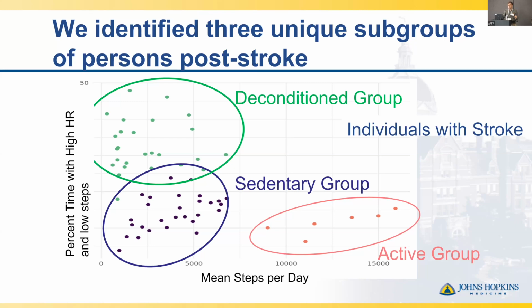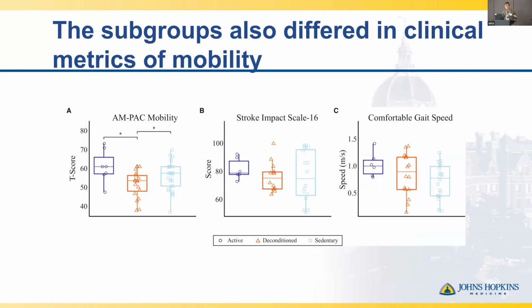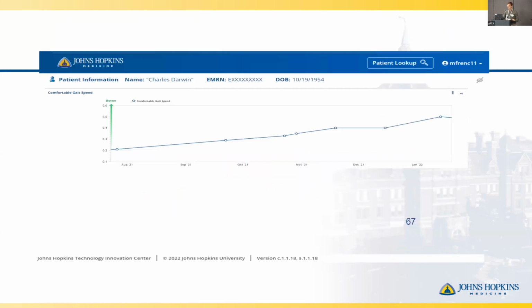Why am I showing you this? Well, because these data live right alongside our clinical data in our data repository, we can take these subgroups and start to look at some of the clinical data we're collecting and see if these subgroups have any clinical relevance. And so here, when we look at those subgroups, we can see that they actually differ on their AMPAC mobility scores. And this is all possible, again, because these data all live within that same centralized data repository.